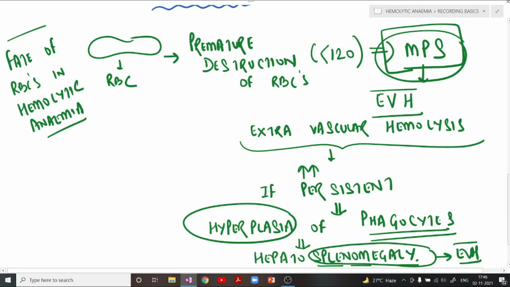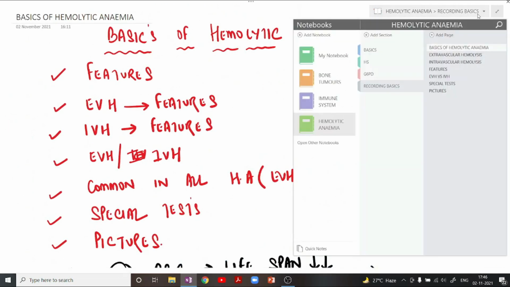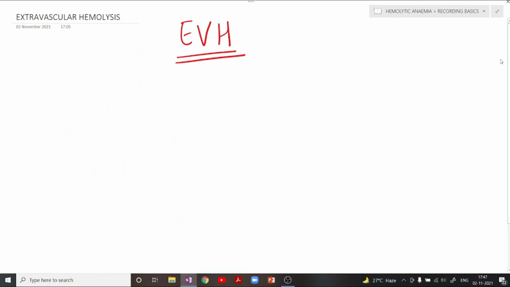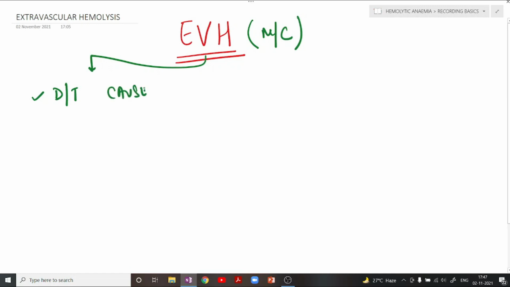So with this, we are going to go to the next important page, that is extravascular hemolysis. I told you, now we will discuss in detail about extravascular hemolysis. First try to understand, out of both the types, EVH versus IVH, extravascular hemolysis is the most common type. Now extravascular hemolysis of the RBCs occurs due to those causes which make the RBCs less deformable.